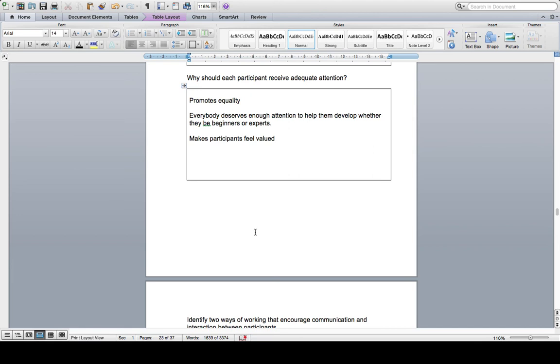If they're really good, that might mean you don't need to spend that much time with them, but you do need to make sure that you touch base with them. Whereas if they're beginners, you need to spend more time, and you need to make sure that you're getting the best out of them as well. And as we've said before, it makes participants feel valued.